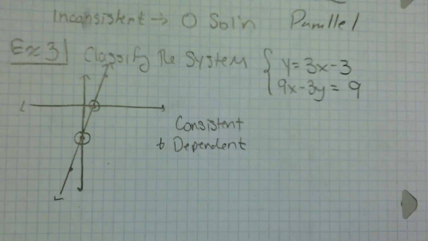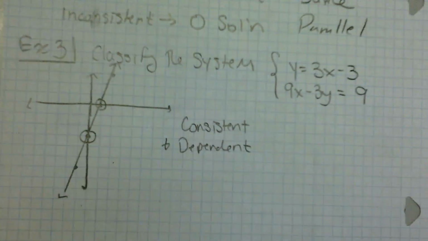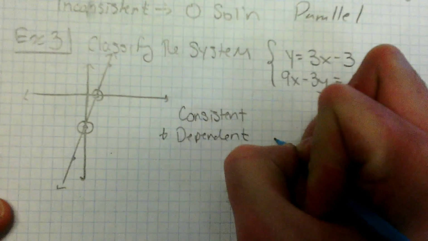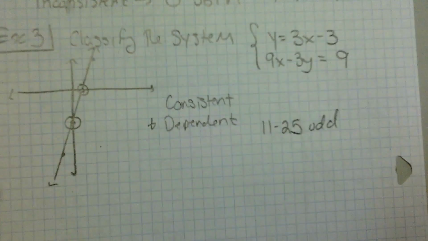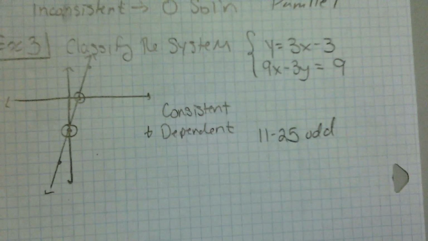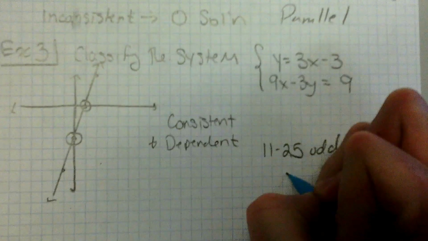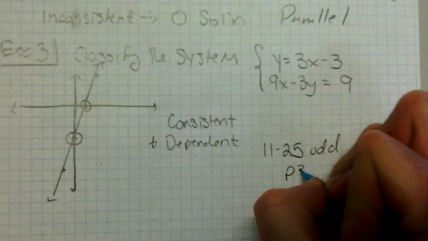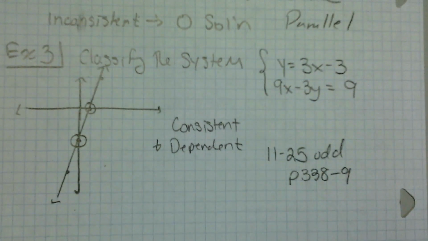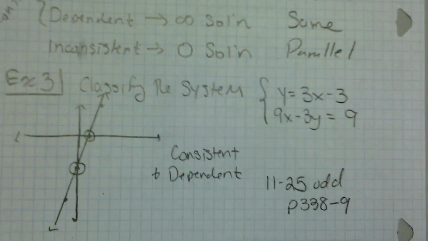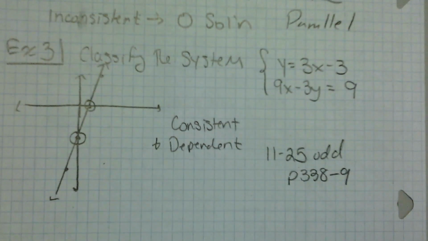15 minutes left of class. Your homework today is 11 through 25 odd, on page 338 and 339. Okay. 338 and 339. Alrighty. You have to do this on graph paper. Alrighty.